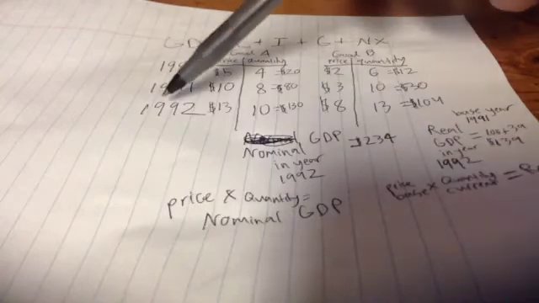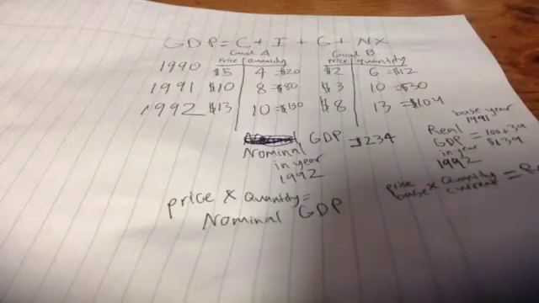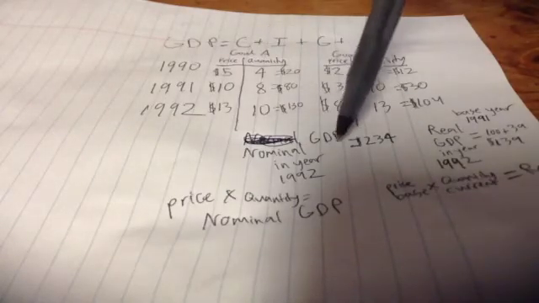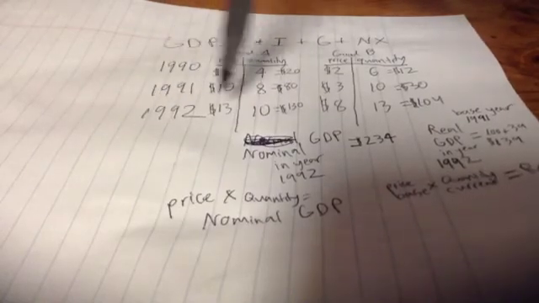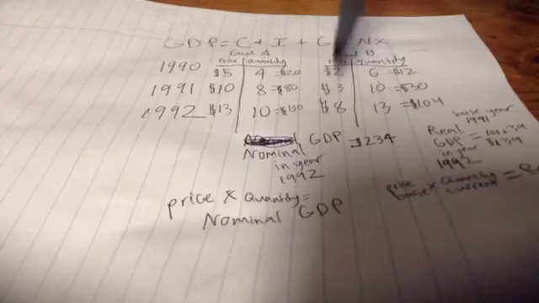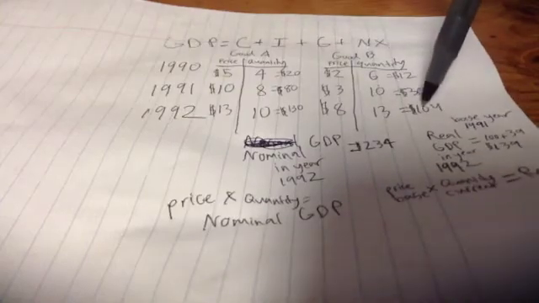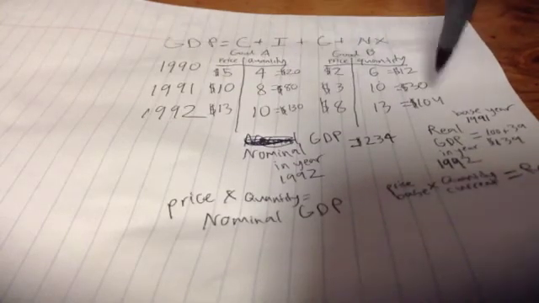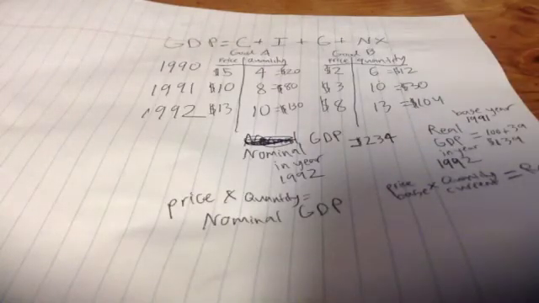I took the nominal GDP of 1992 because we're going to calculate real GDP and that will switch things up a little bit. That was just the price of good A times the quantity of good A in 1992 plus the price of good B times the quantity of good B in 1992, which is 104. So you add those two up, 130 plus 104, and that will give you $234. Good A and good B contribute $234 to gross domestic product in 1992.